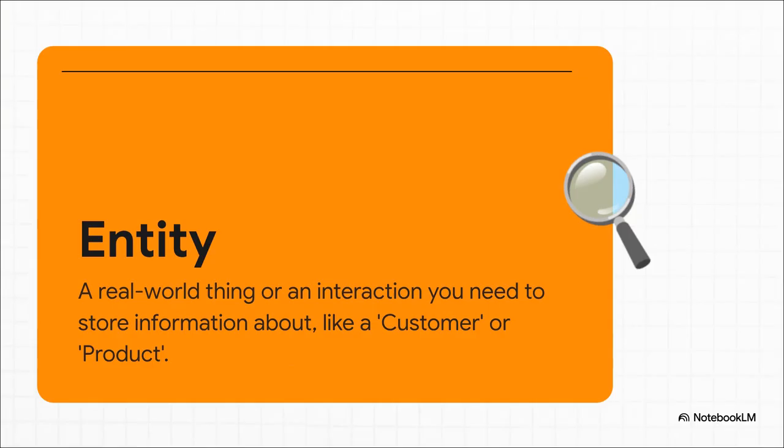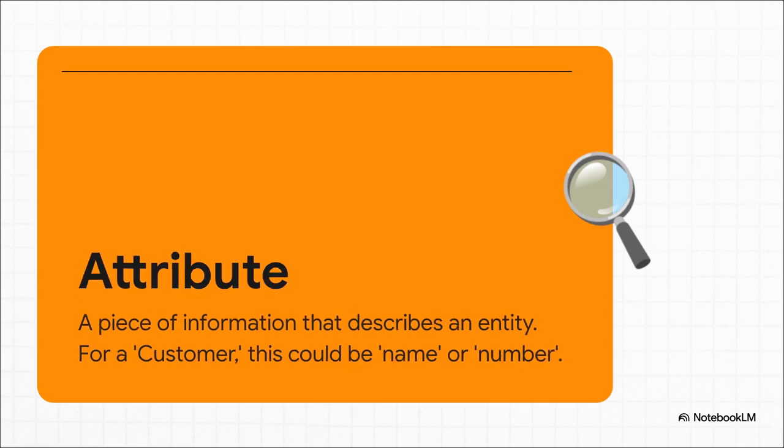First up, we have the entity. These are the main subjects in our data world, the real-world things we need to keep track of. Put simply, they're the nouns of our system, like customer or product. Next, each of our entities has attributes. These are all the specific details we need to know. So if customer is our noun, then attributes like name or customer number are the adjectives that describe that noun. You can just think of them as the columns in a spreadsheet.